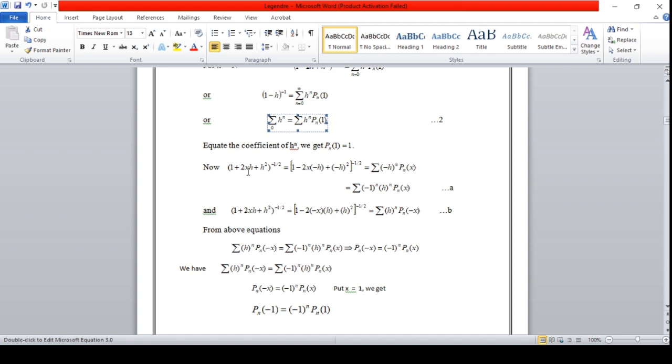Now the second part: 1 plus twice hx plus h square raised to the power minus 1 by 2 can be written as 1 minus twice x (minus h) plus (minus h) square.